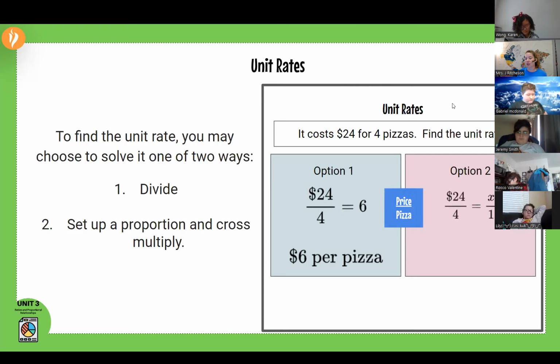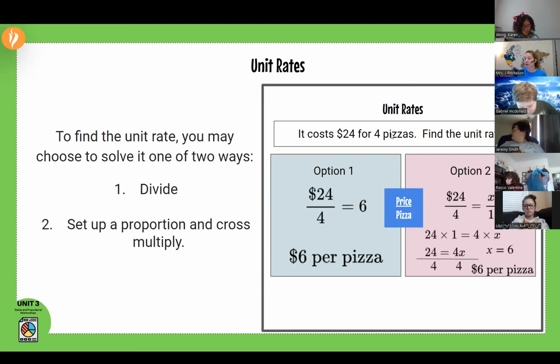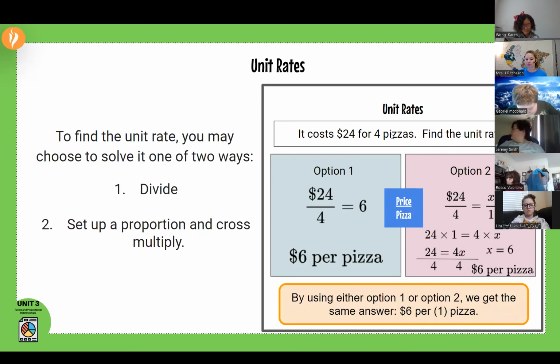All right, another option is you can always make this proportion, but I don't think you need to if we're talking about money. You can always divide the price by the quantity. Okie dokie. But proportions always work.